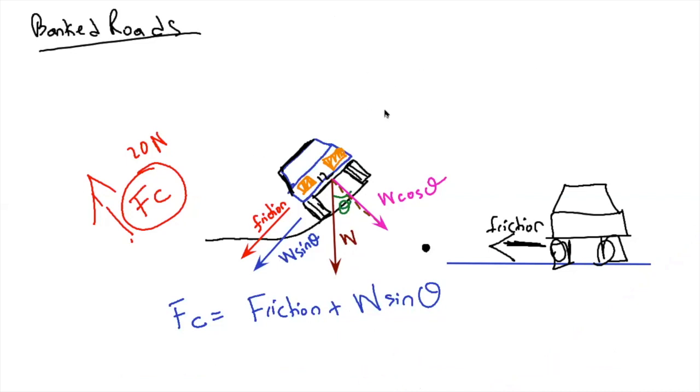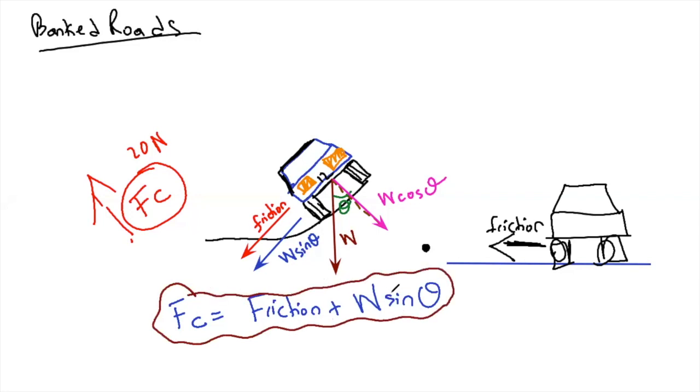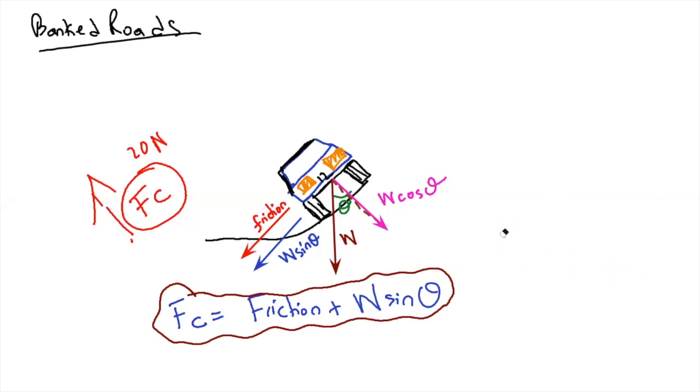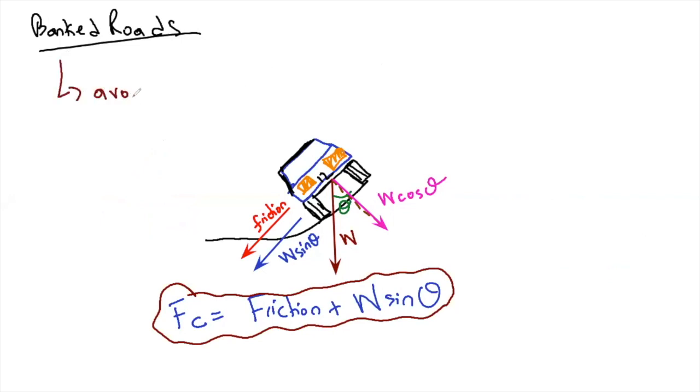Okay, so I was saying that now our centripetal force is not just friction like in the old scenario. Now our centripetal force is friction plus W sine theta. And this gives us enough centripetal force to remain in this circular motion. So now this is going to give us enough centripetal force, and that's how we avoid skidding. So it prevents skidding. I think prevents is the better word.